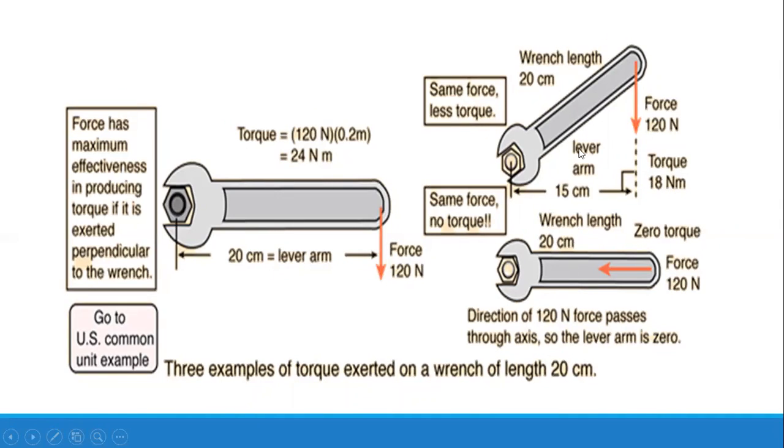Now the force is no longer perpendicular, it makes a zero angle with the axis of rotation. You can see that since there is no moment arm, the torque will also be 0. 120 into 0 is equal to 0, so the torque will be 0. So these are the three cases we discussed. For the maximum torque, the angle should be 90 degrees.